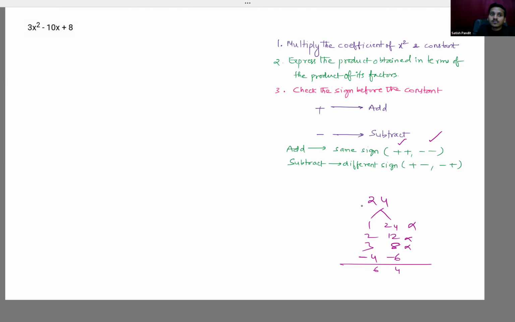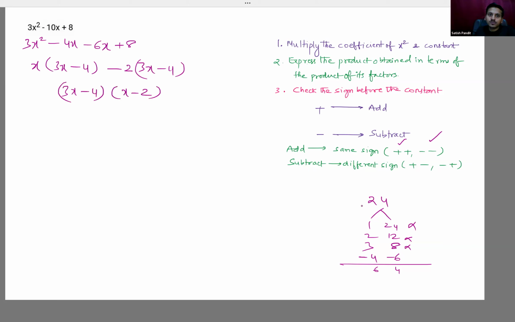This is the answer. So 3x squared minus 4x minus 6x. Because this is only addition, right? Minus 4x minus 6x will only give minus 10x, right? You take common from the first two, it is actually x. So 3x minus 4. Write 3x minus 4 and think of a number that is actually minus 2. So 3x minus 4 into x minus 2. Check. If you have any confusion, you can ask.